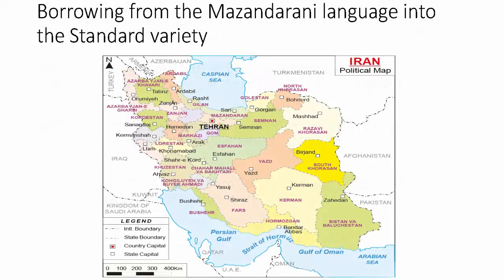Now, to give an idea about this northern dialect, here is the map of Iran, and here is the province Mazandaran, and you see that it is very close to Tehran geographically. So what they say is that this construction was there in Mazandarani language, and then the Tehrani people got that from the people who spoke Mazandarani, and then from the standard variety of Tehran, this construction got diffused in many other dialects under the influence of the standard variety.